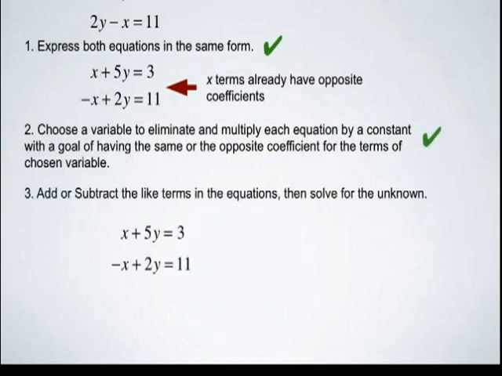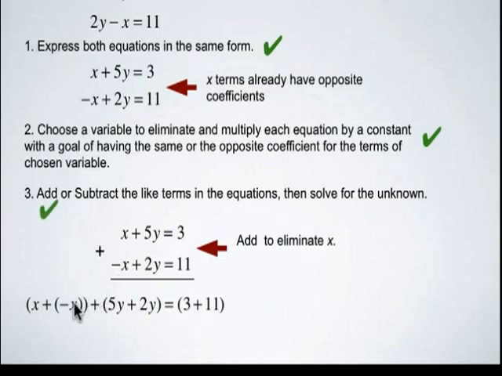So now we're going to add or subtract the like terms in the equations and solve for the unknown. So what you can do here is add these two to eliminate the x variable. We're going to add to eliminate x because x plus negative x is going to be 0, and 5y plus 2y is 7y. 3 plus 11 is 14. Okay, so we're adding the like terms vertically, and we end up then with 7y is equal to 14.